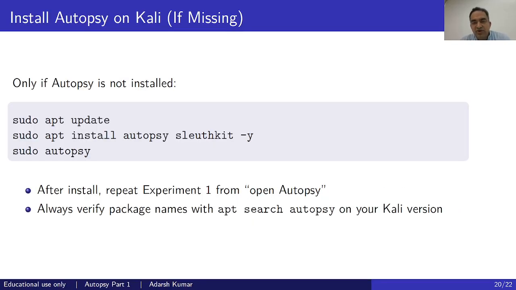Use this slide only when Autopsy is not already installed on your Kali machine. Usually it comes with Kali, but there might be some versions, maybe older ones, which do not have Autopsy. First run sudo apt update to refresh the package list. Then install it with sudo apt install autopsy -y, and finally launch using sudo autopsy. After installation succeeds, repeat Experiment 1 from the open Autopsy step. Always verify package availability with apt search autopsy, because some Kali versions may not include the classic package in apt.